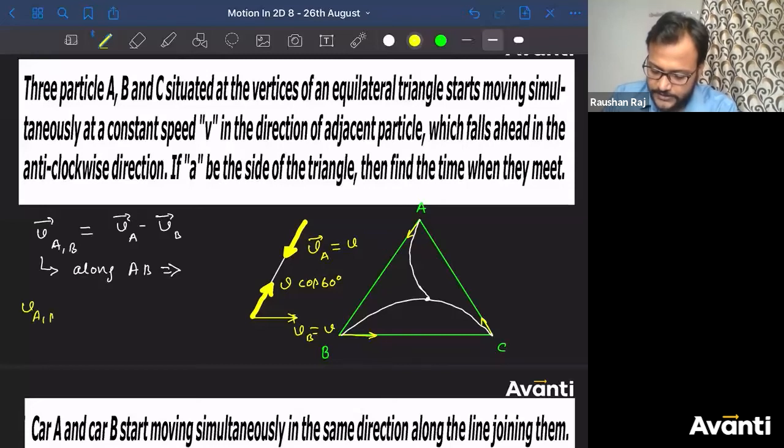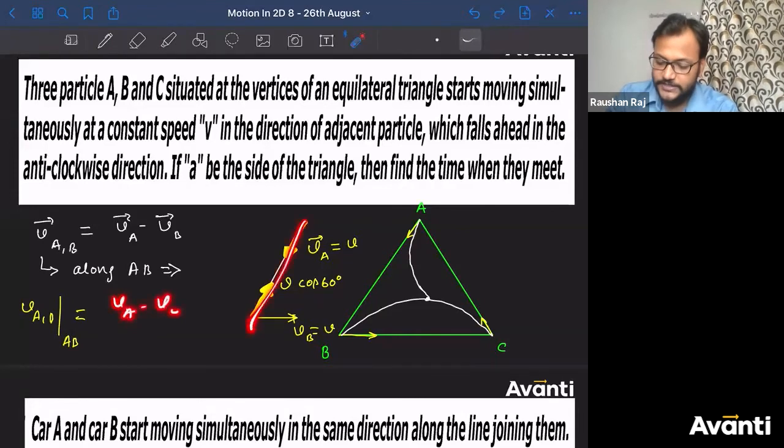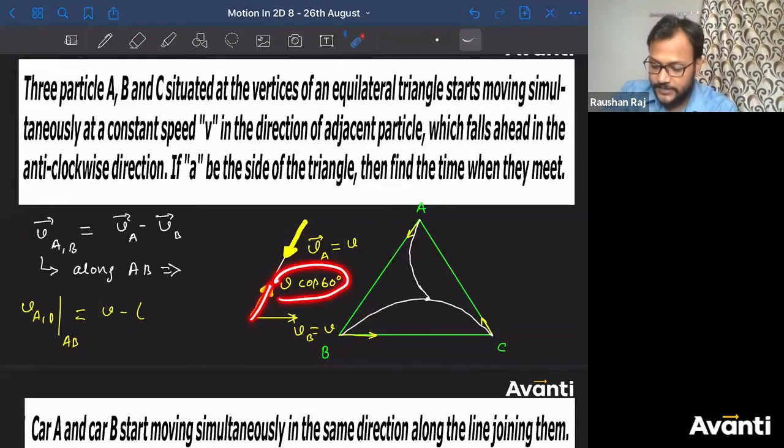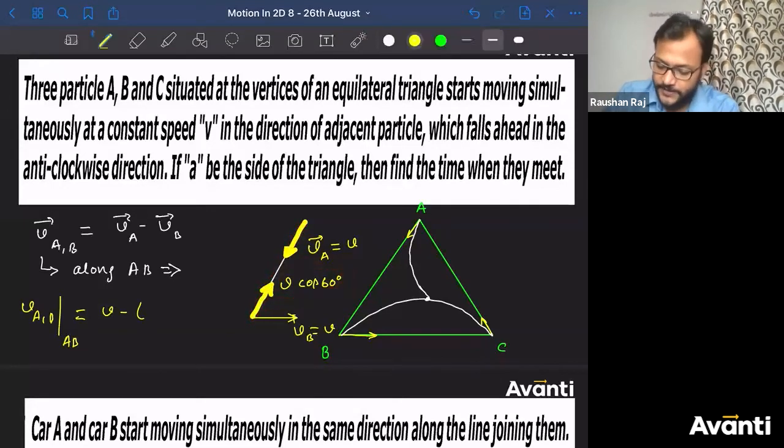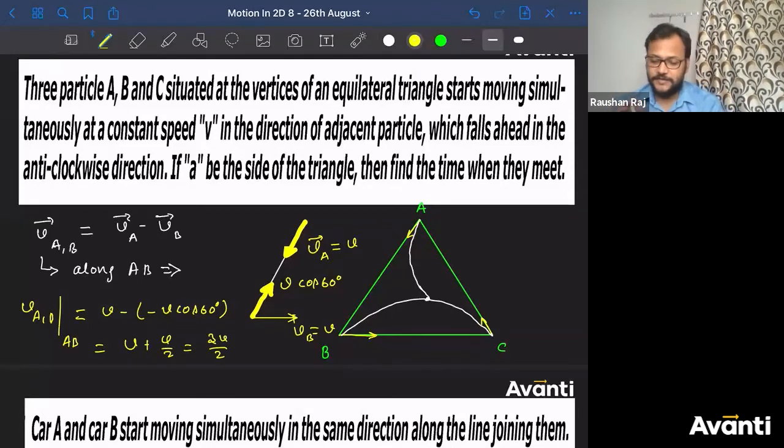along AB is nothing but V minus, look children, I am saying AB, so VA minus VB along AB. So what is the VA along AB? That is V only. Minus. What is the VB along AB? That is minus, because we have taken this direction as positive. So it will be minus V cos 60. So what is the answer? V plus V by 2. So 3V by 2. So this is the velocity of A with respect to B along line AB.